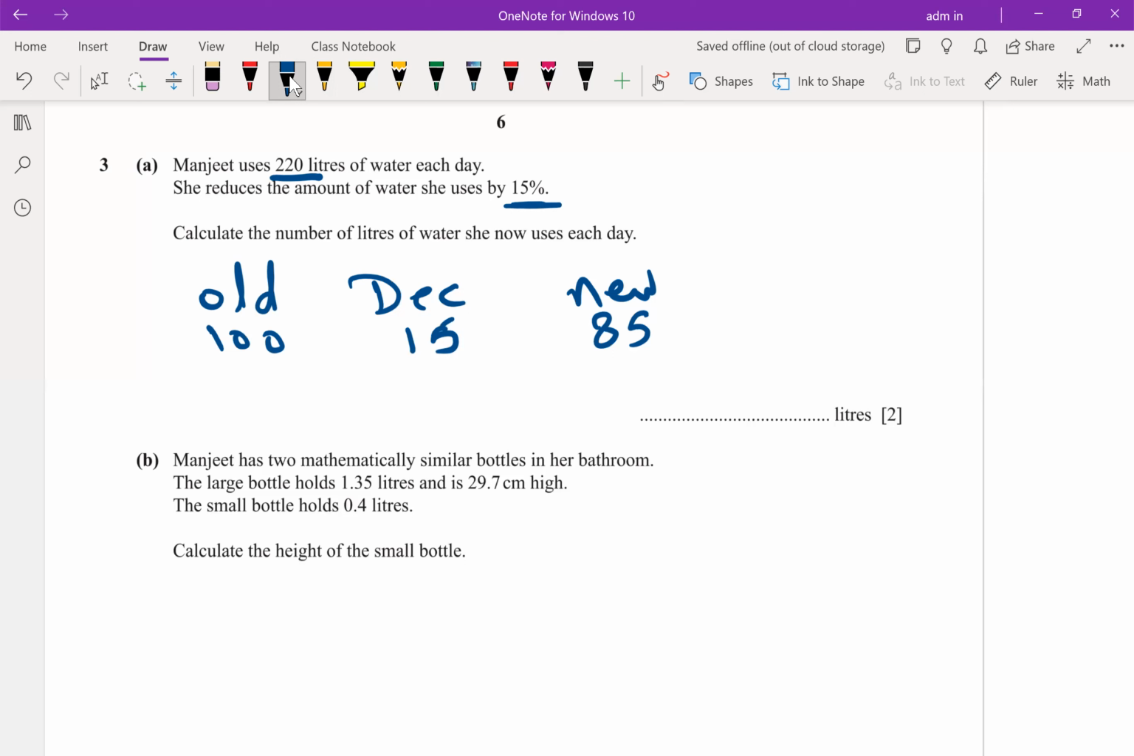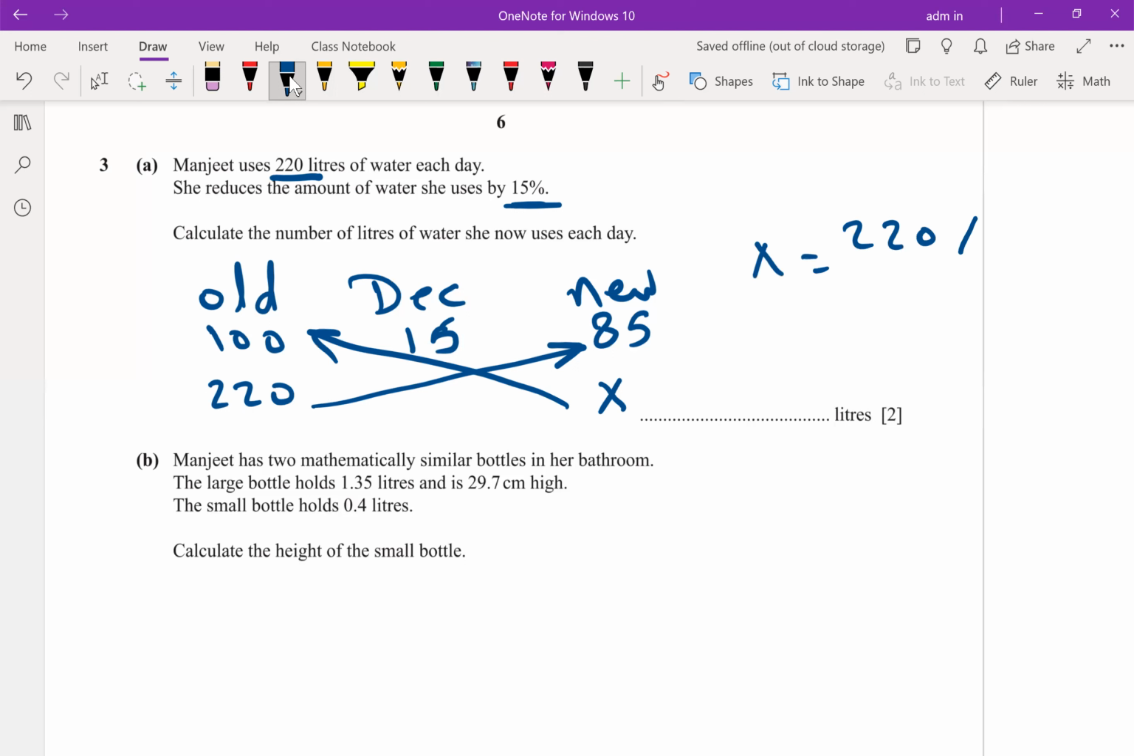The old value is 220. So the new value will be what? Cross multiplication. So x is equal to 220 multiplied by 85 divided by 100. Give me the final answer. 187.